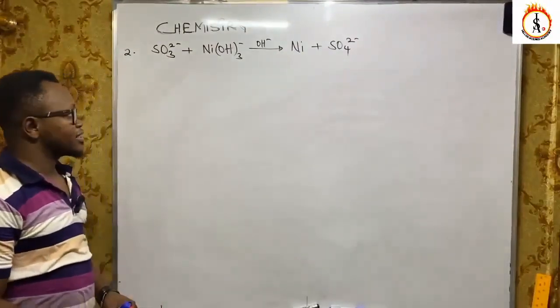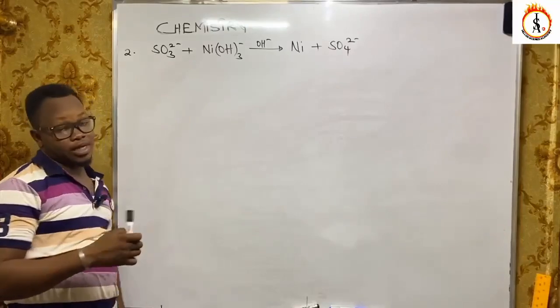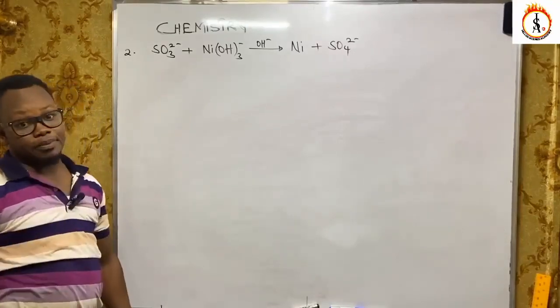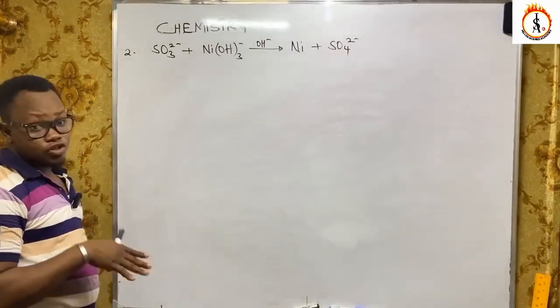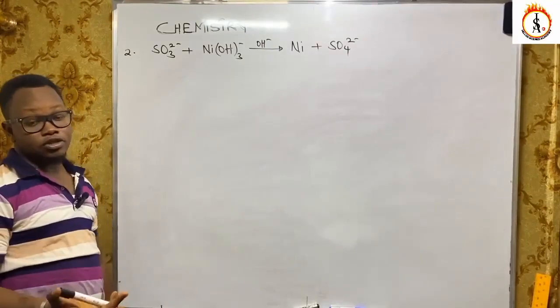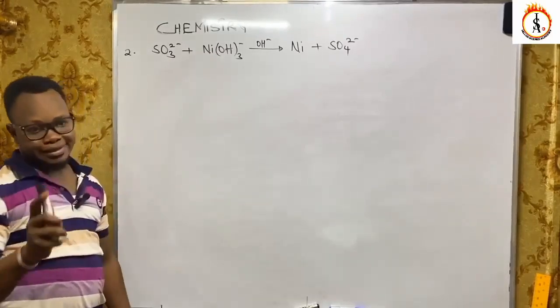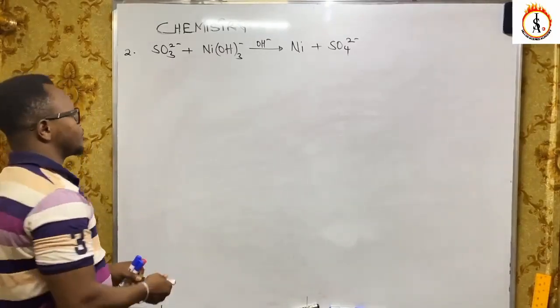Okay, now this is the second example. This example, we are going to look at it from 2 different perspectives, okay? How to use the concept of alkaline medium to balance it. Also, how you can use the concept of acidic medium and end up getting your answer in alkaline medium.